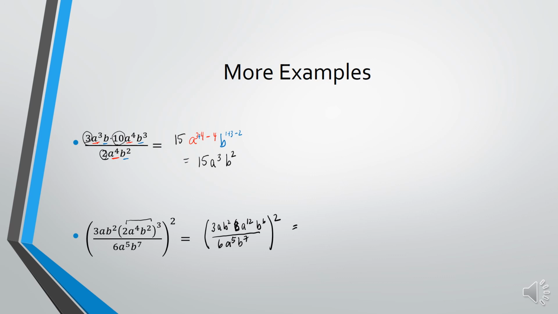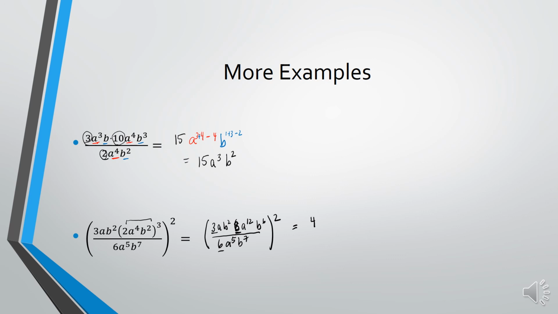Now we have a couple options here. We could simplify the inside of the parentheses and then square it, or we could square everything. I think it might be easier to simplify what's inside the parentheses first, and then we'll square it. So let's start with my coefficients. So I have a 3, a 6, and an 8. So 3 times 8 is 24. 24 divided by 6 is a positive 4. So I'll have a 4 on the top.